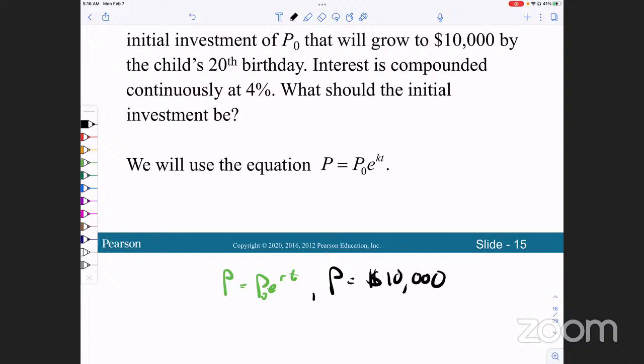That will grow to $10,000 by the child's 20th birthday. So that means the time is 20 years. Continuously, that's why we're using Pert, and the rate of growth is r.